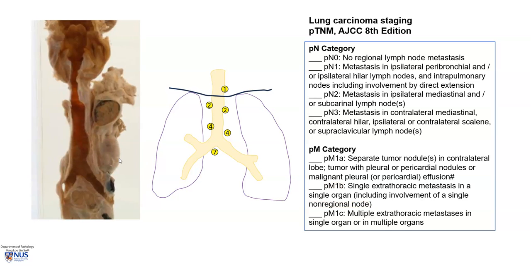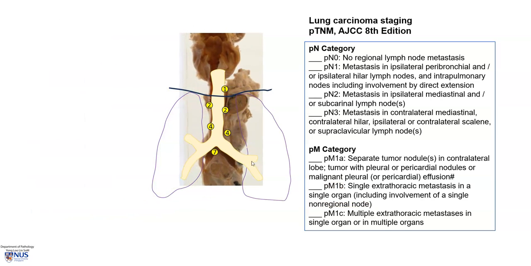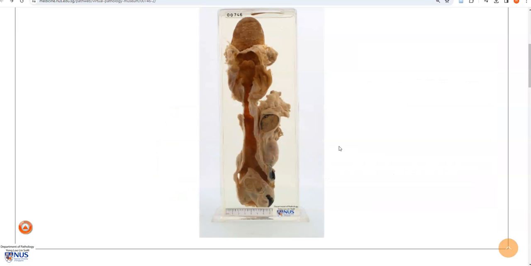If we superimpose our specimen picture onto this diagram, we will see that likely the level 2, potentially level 4, and definitely level 7 lymph nodes are involved by metastatic carcinoma. Hence, in summary, this is a virtual pathology specimen of metastatic lung carcinoma involving the paratracheal and subcarinal lymph nodes.